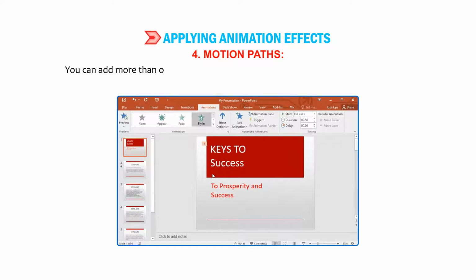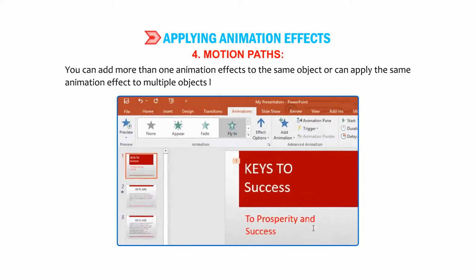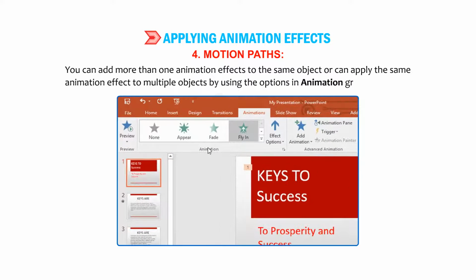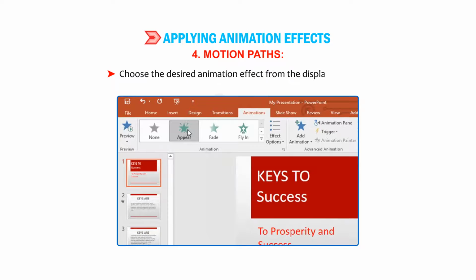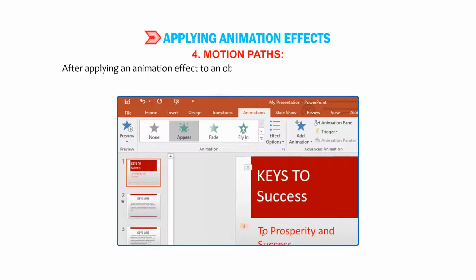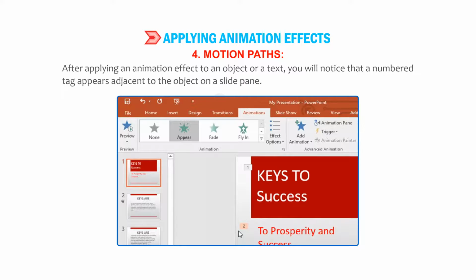You can add more than one animation effect to the same object or can apply the same animation effect to multiple objects by using the options in the Animation group. Choose the desired animation effect from the displayed menu. After applying an animation effect to an object or a text, you will notice that a number tag appears adjacent to the object on a slide pane.